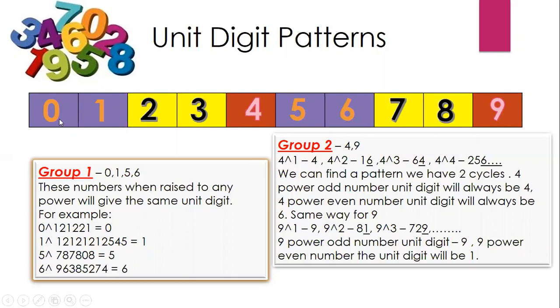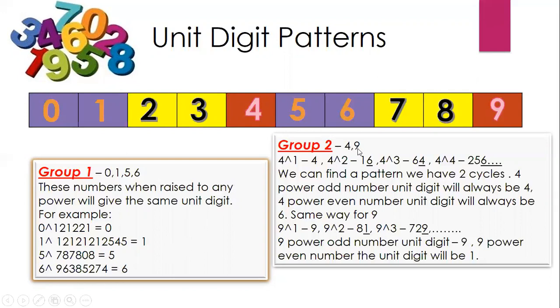For example, 0 raised to any power will give 0. 20 power 1998, what will be the unit digit? Since the unit digit is 0, raised to any power, it will yield the same value. Same case for 1: 1 power anything will be 1. 5 power anything will have unit digit 5. 6 power anything will have unit digit 6, because 6 power 1 is 6, 6 square is 36, which has unit digit 6, 6 cube is 216, again 6. Like this, we can find the pattern for any process we perform in number system.